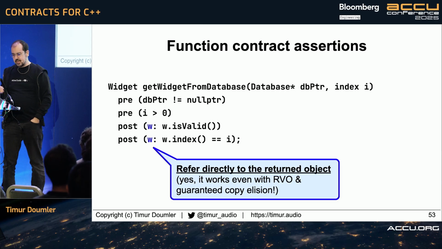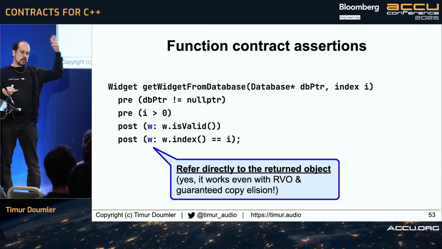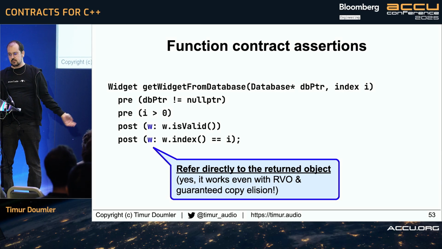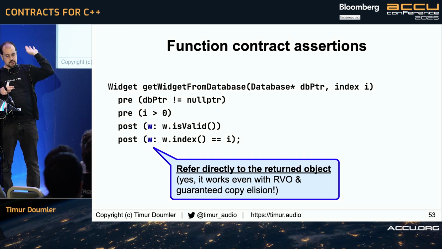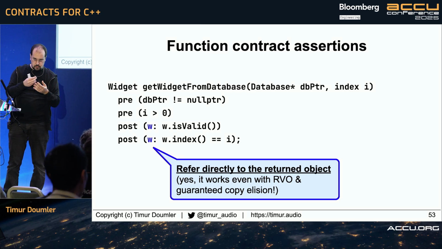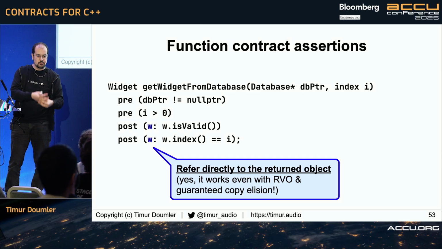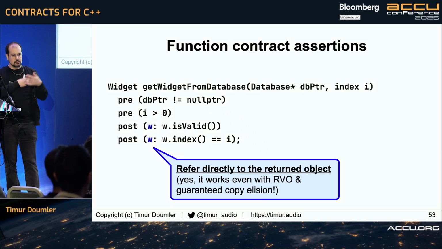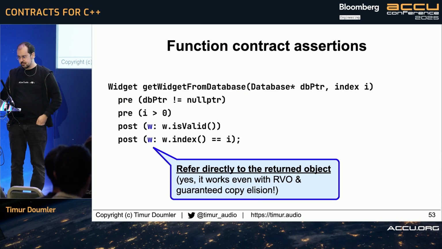And you can give it any name. I just chose W here. You can choose R or ret or X or whatever. And then you write a colon, and then you can use that identifier to refer directly to the object that the function actually returns. Not a copy, not a reference, the actual object.